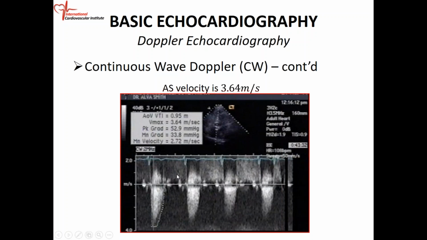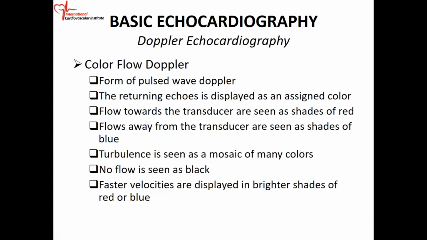Okay. You also have some aortic insufficiency, which is diastolic. Okay. So diastole is from the end of the T wave to the QRS. So you see, you have this diastolic flow across the aortic valve, which is what we call aortic insufficiency or aortic regurgitation. Okay.